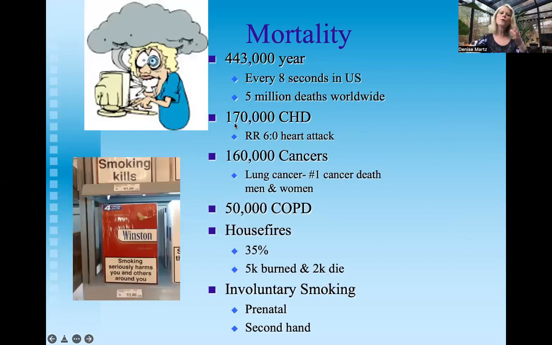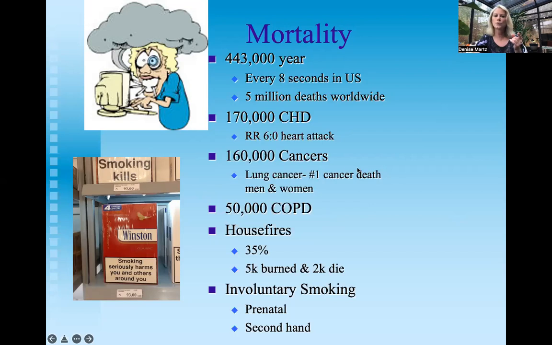Okay, don't worry about these raw numbers, but I want to break it down. How is it that cigarette smoking or secondhand smoking ends up creating harm, and what disease processes show up? We know that coronary heart disease, which is usually a heart attack and a fatal heart attack, is 6 times higher in smokers than non-smokers. We know that in terms of cancer deaths, the number 1 type of cancer that kills in the United States is lung cancer for both men and women.